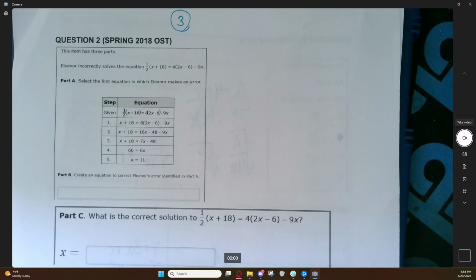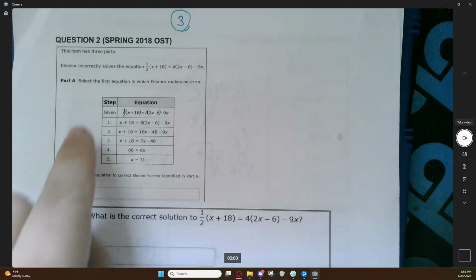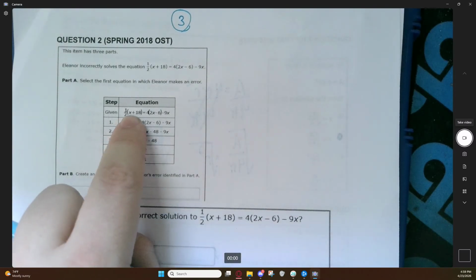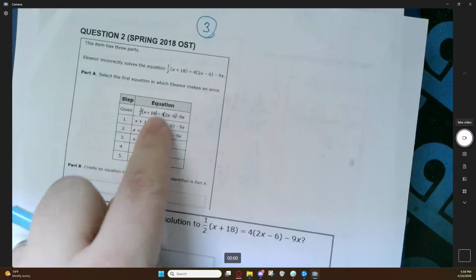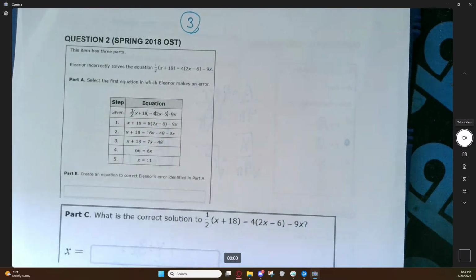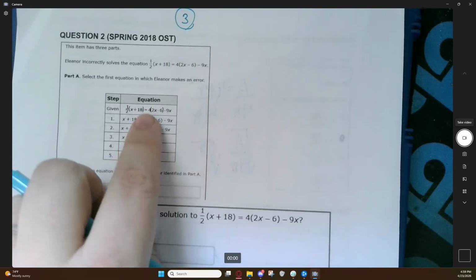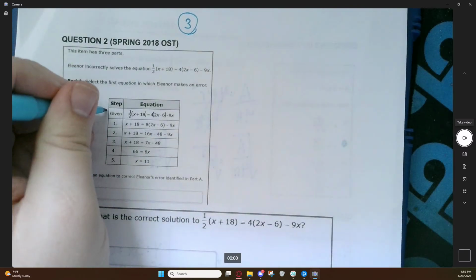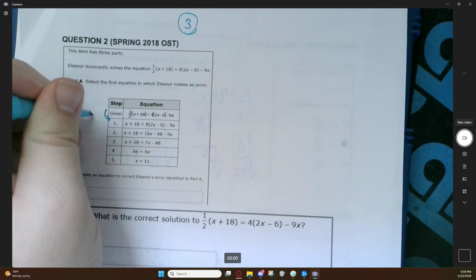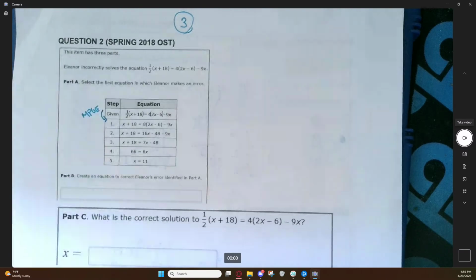So, here's where they want to trick you. Okay? Because your mind is going to go immediately to the distributive property, right? Because the parentheses went away on both of these, right? So it looks like you distributed. Actually, the parentheses didn't even go away on this one. But this isn't what they did. What they did from given to step one was the multiplication property of equality.